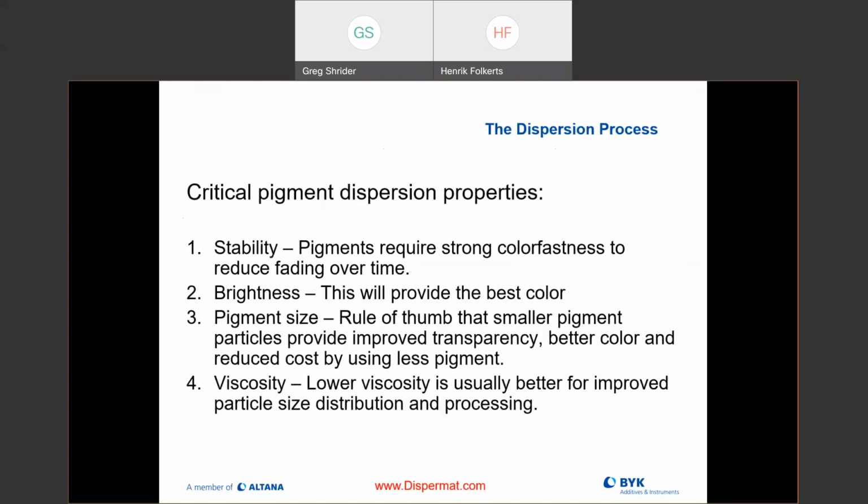So here are some of the most critical components to proper dispersion. Obviously we want to have stability, to have better color fastness, and to reduce the fading over time. We want to improve our brightness. So this will also give us the best superior color. Our pigment size is critical. Obviously, the smaller usually the better to improve our transparency and color. And obviously, we can reduce our costs by using less pigment or by reducing our particle size. And then obviously viscosity: the lower our viscosity, we're going to have better processing of the material, and that also should lead us to improved particle size distribution as well.